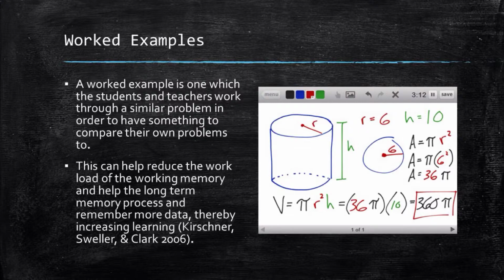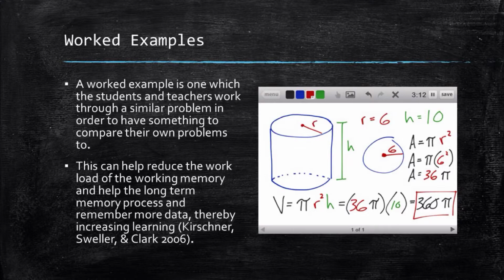So this could be left on a board or given in notes or in a textbook, or even on a card that a student could get if they're having trouble with a specific area. The problems that you do in a worked example are going to be similar to the problems on the assignment, and it helps reduce the workload of the working memory and helps the long-term memory process and remember more data, thereby increasing the learning.